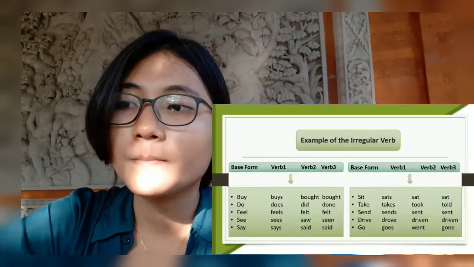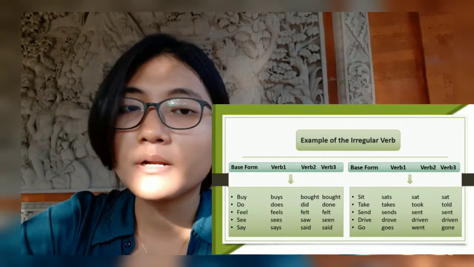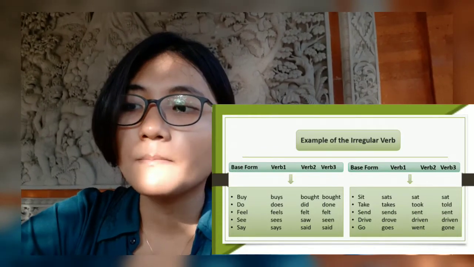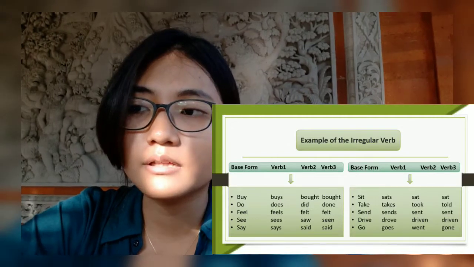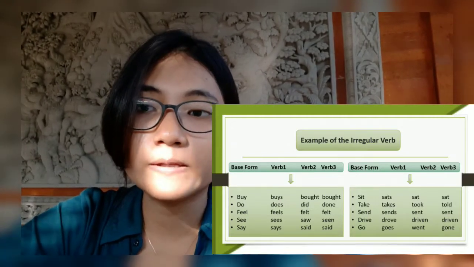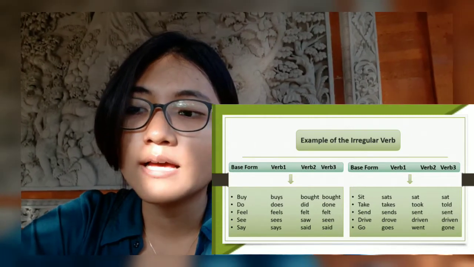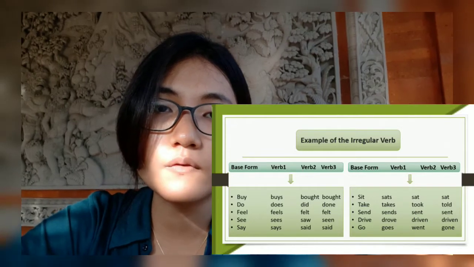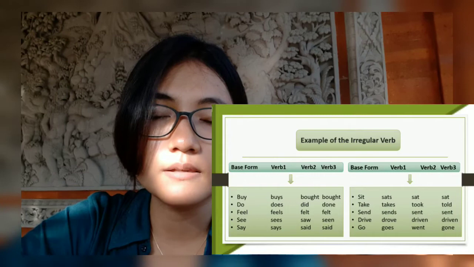Next, examples of irregular verbs. Base form, verb 1, verb 2, and verb 3. Number 1: buy, buys, bought, bought. Number 2: do, does, did, done. Number 3: feel, feels, felt, felt. Number 4: see, sees, saw, seen. Number 5: say, says, said, said.